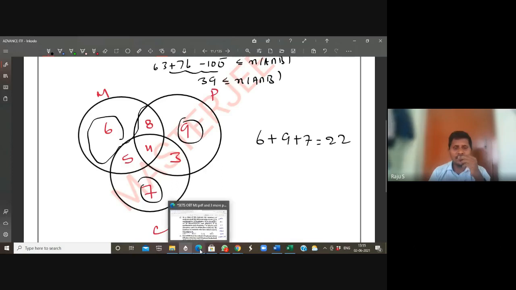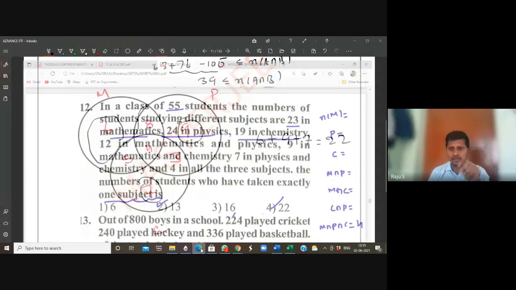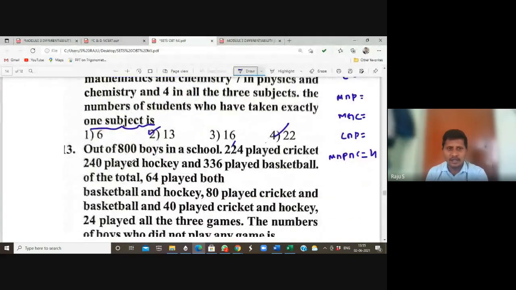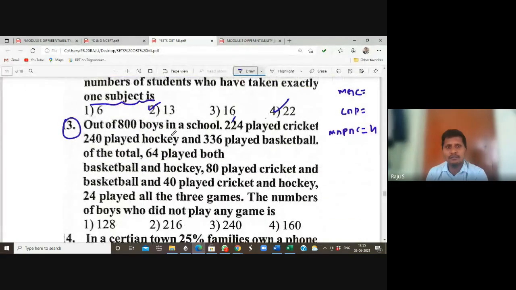Understood, students? It is better to draw the Venn diagram instead of writing the formula. In OBT alone, in NCERT, you should write the formula, right? Absolutely right. Next, question number 13.